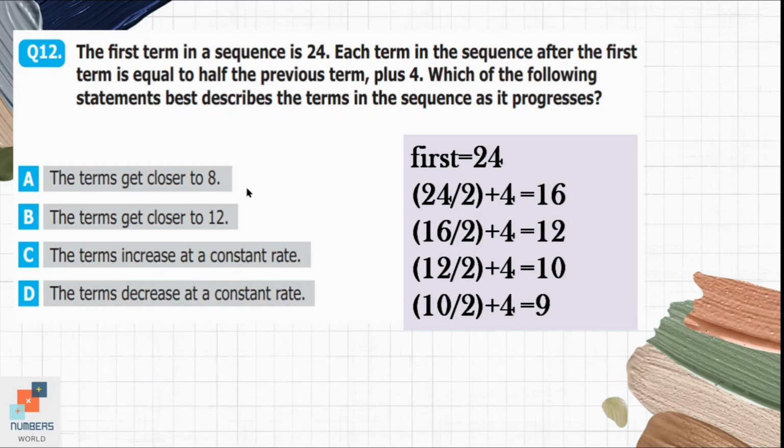Now let's check all our options. Option A is the terms get closer to 8. That is the possible correct option because 9 is closer to 8. But let's check the rest of the options as well. Option B is the terms get closer to 12. That is incorrect. C is the terms increase at a constant rate. So it's not correct because terms are not increasing. The last option is the terms decrease at a constant rate. Yes, the terms are decreasing but not at a constant rate because there is a different number between the terms. So option A is the correct one.